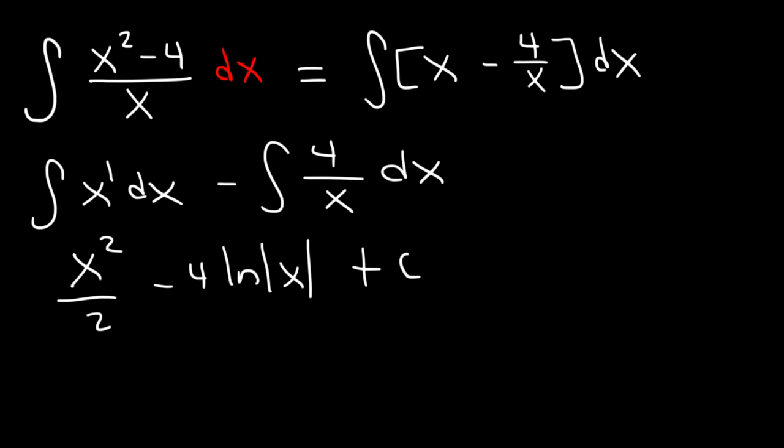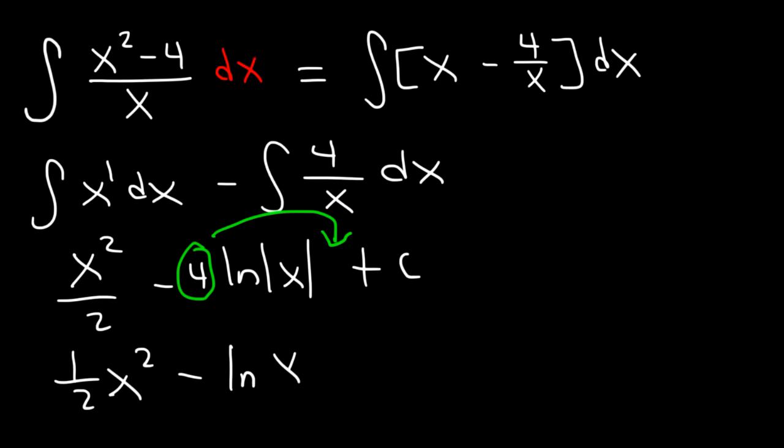Now, if you want to, you can take this 4 and move it to the exponent position. So you could say it's 1/2 x squared minus ln x to the 4th power plus c. If you do that, then x to the 4th will always be positive. So you really don't need the absolute value anymore. And so this is it.